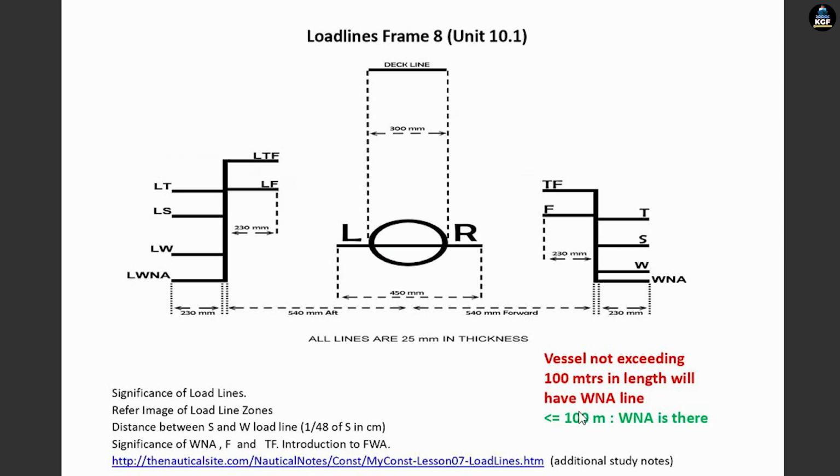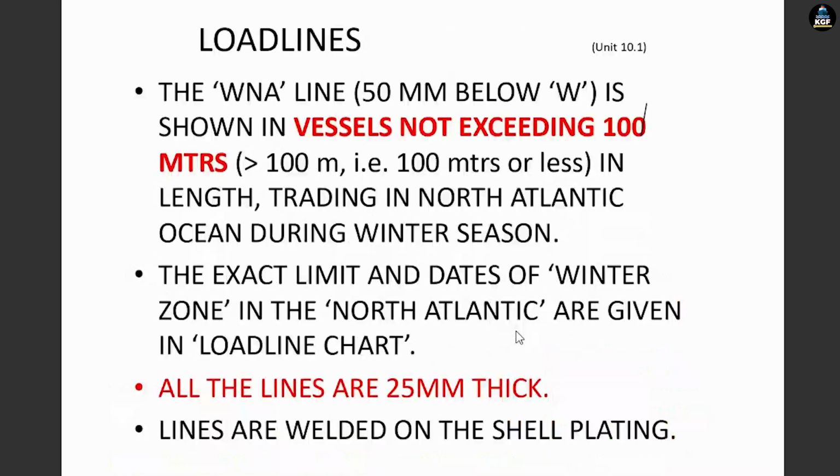Now will be the load lines. So this is the LR, Lloyd's Register. Load lines: WNA, Winter North Atlantic line, 50 mm below the winter line, is shown in vessels not exceeding 100 meters in length, trading in the North Atlantic Ocean during the winter season. The exact limits and dates of the winter zone in the North Atlantic are given in the load line chart.